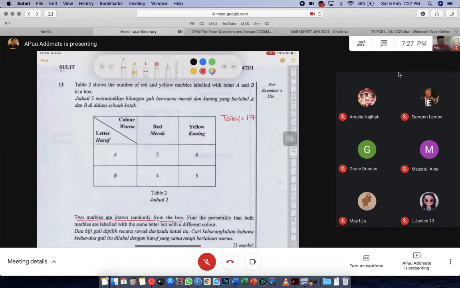Bila soalan cakap is drawn randomly from the box, so the box means dua-dua box tu lah. Alright, so you have 17 dua-dua box tu lah. Dalam satu box tu semua warna tu kamu boleh ambil. Okay, so that's your 17.